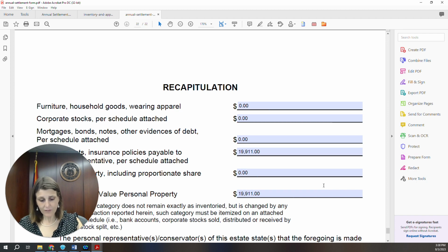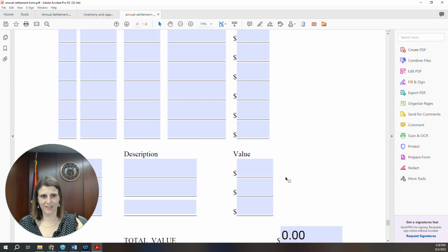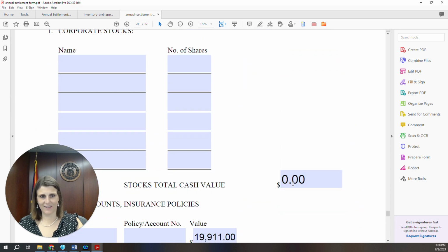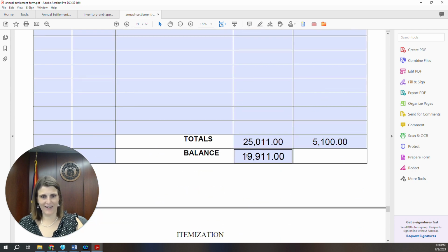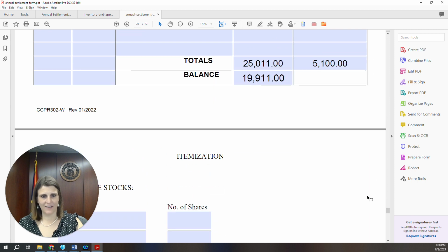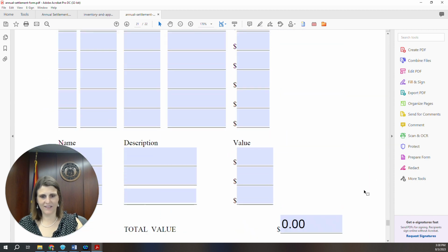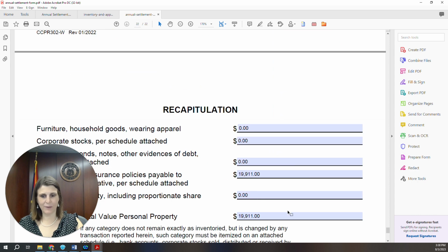So again, this amount should match this amount, okay? So your balance and your recapitulation should match each other.